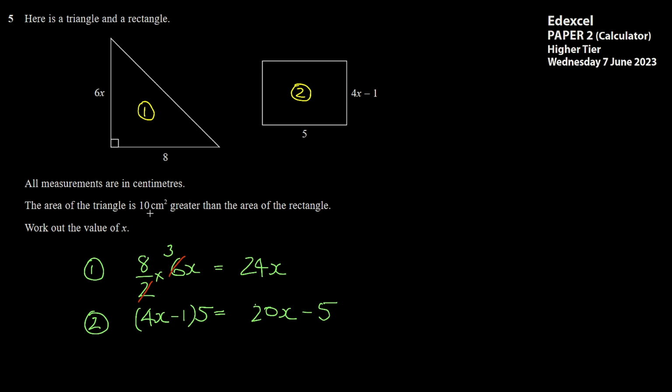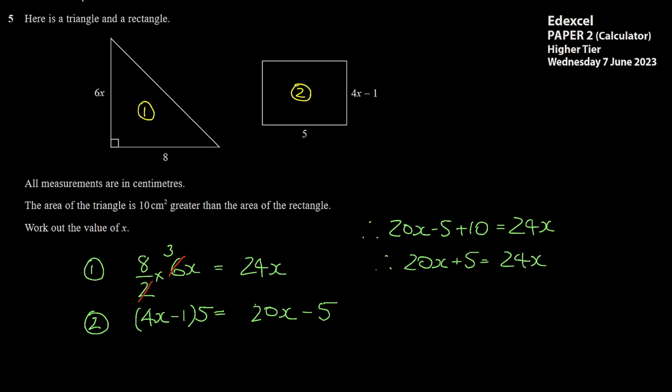The area of the triangle is 10 centimeters greater than the area of the rectangle. So if I take my value for area 2 and add 10 to it, this should equal 24x. So let's write that down. We've got an equation in x, we can solve it. So therefore, 20x plus 5 is equal to 24x.